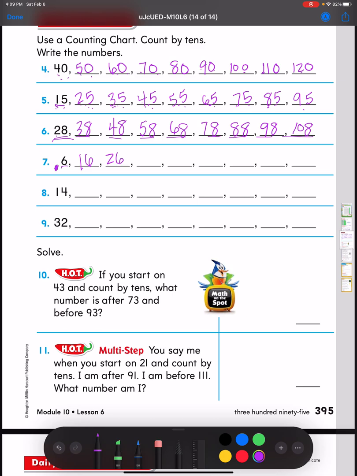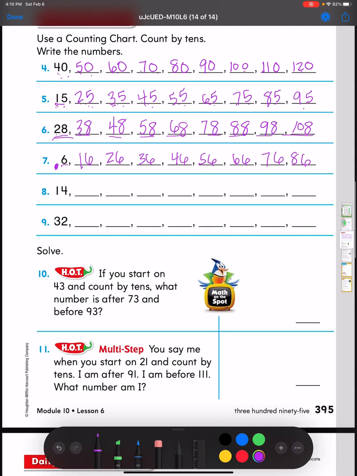And then 2 tens, 6 ones, 3 tens, 6 ones, 4 tens, 6 ones, 5 tens, 6 ones, 6 tens, 6 ones, 7 tens, 6 ones, 8 tens, 6 ones, just like this. Your ones place stays the same. They are all the number 6. Your tens place increases by 1 each time.